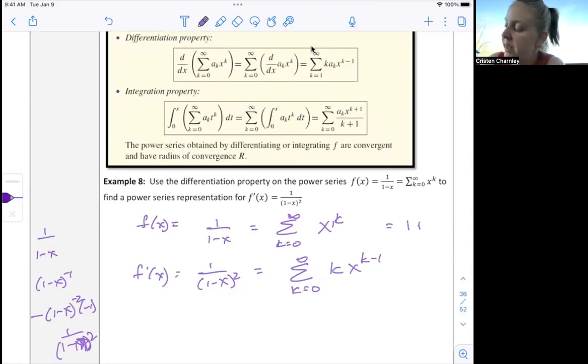If I had 1 plus x plus x squared, you can take the derivative of each term. We've got 0 plus 1 plus 2x, and it works. Isn't that kind of crazy? Kind of crazy. So, differentiation property.